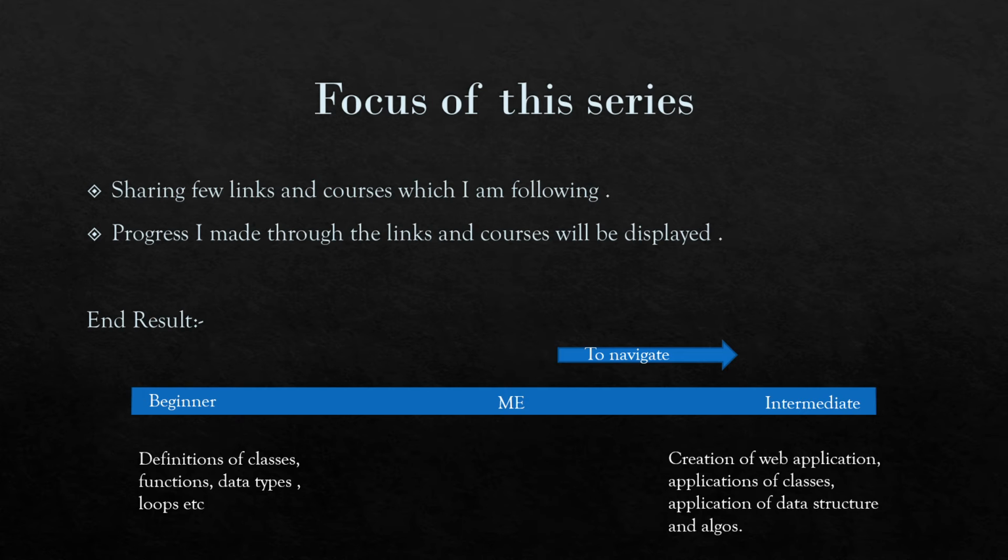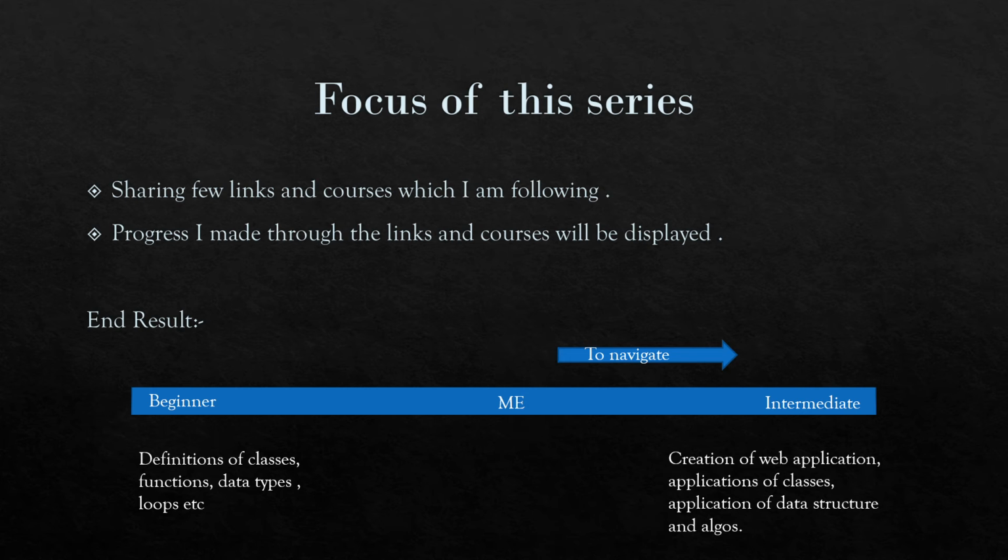I've been through many million channels, and I've not seen someone journal out their progress from this me level to the intermediate level. So what I would be doing here is sharing a few links, resources or courses which I am following currently, and then I'm going to journal out my progress. That is, if a resource has some 4 or 5 projects attached to it, I'll make sure that I complete it and put out my progress in the series.